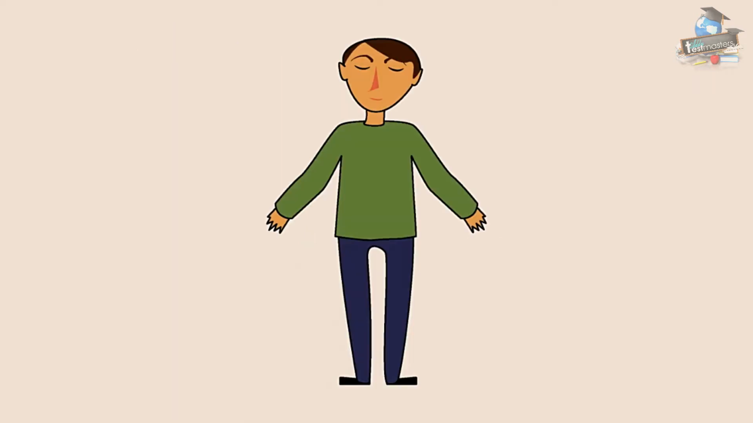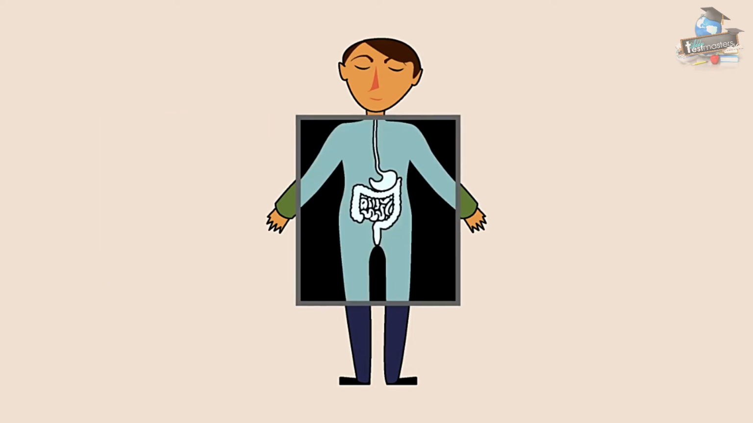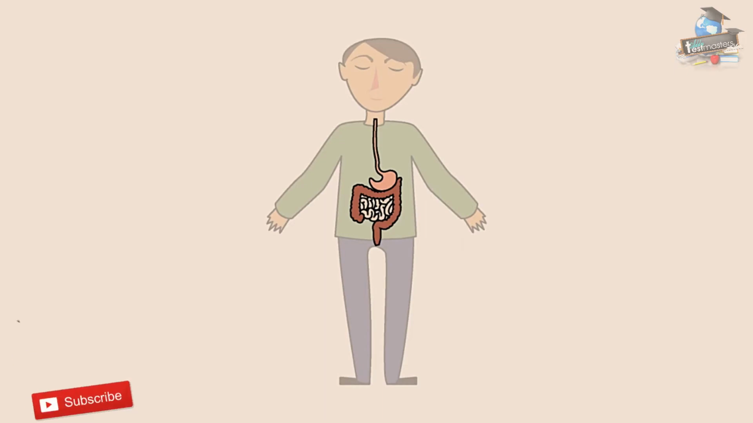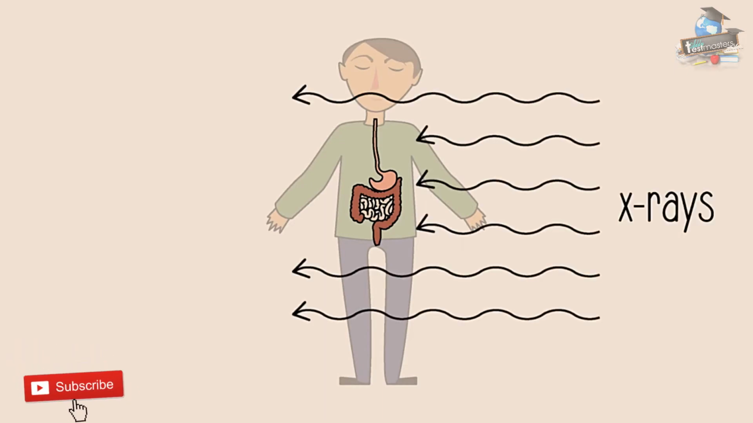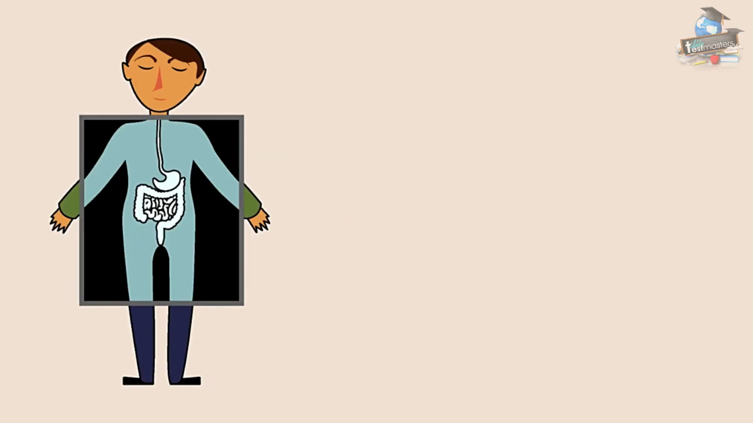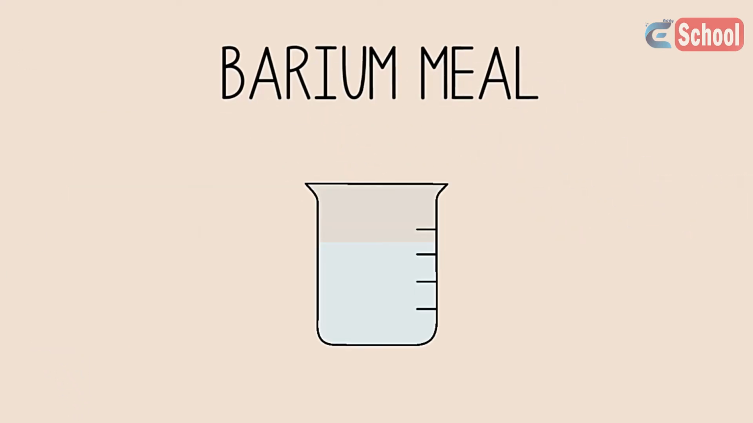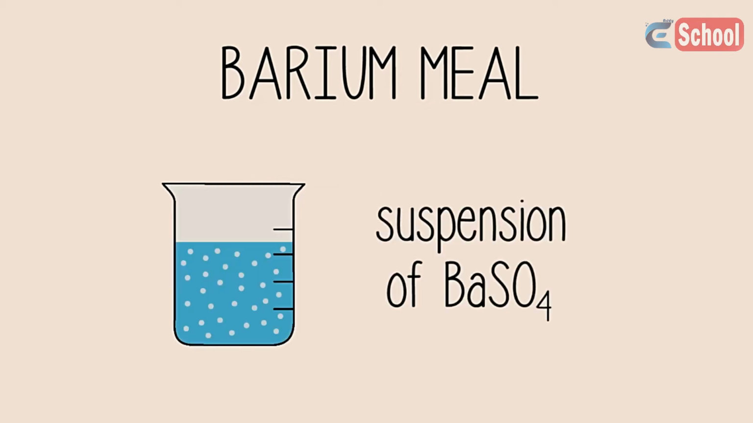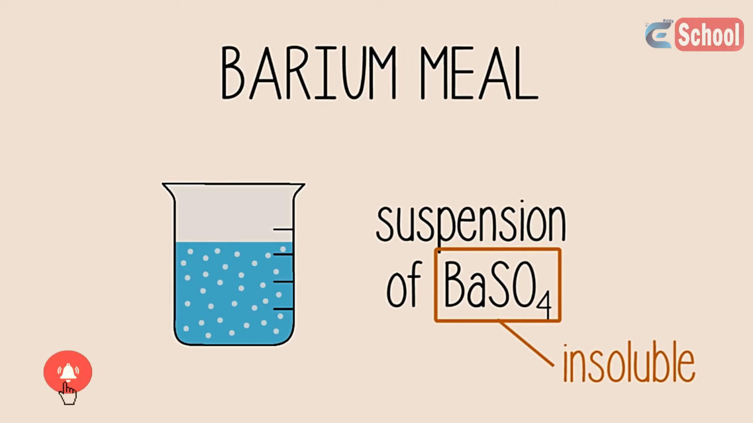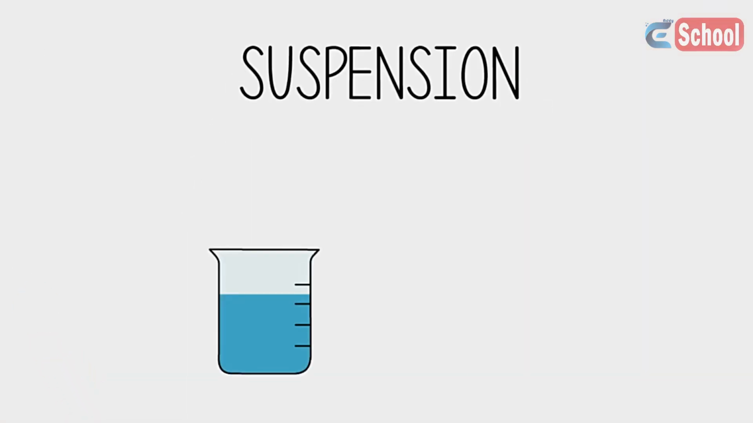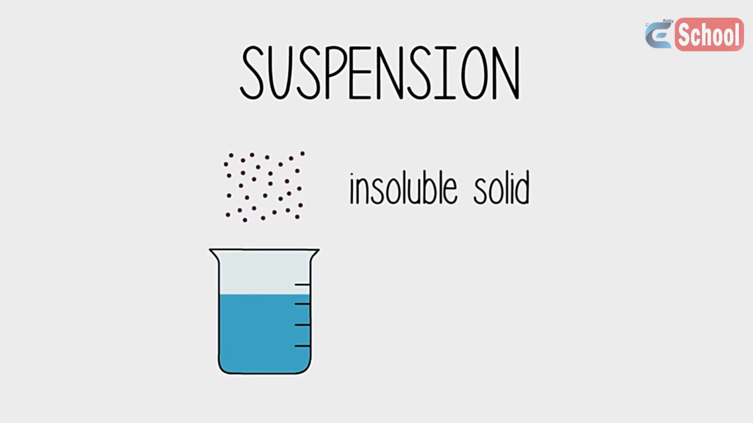It is possible to get an X-ray image of your gastrointestinal tract, primarily your stomach and intestines, but we must somehow block X-rays from passing through the soft muscle and tissues. If you had to take an X-ray of your gastrointestinal tract, you would have to ingest a barium meal. It appears to be a white chalky liquid, but is in fact a suspension of barium sulfate, which is an insoluble white solid. A suspension is a mixture of an insoluble solid and a liquid.